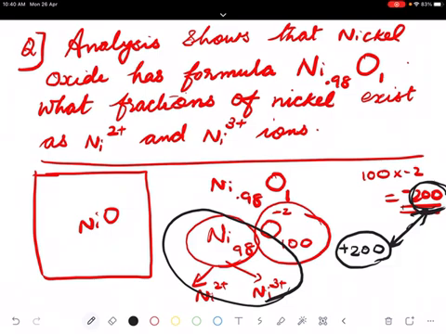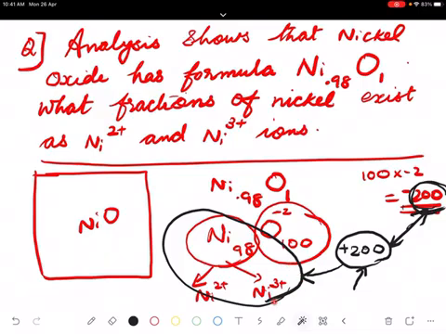Now, the positive charge is due to what all things? Ni2+ and Ni3+. Their charges together should be equal to the number of positive charges, which should be 200 because the negative charges are 200. So there should be 200 positive charges, due to Ni2+ and Ni3+.